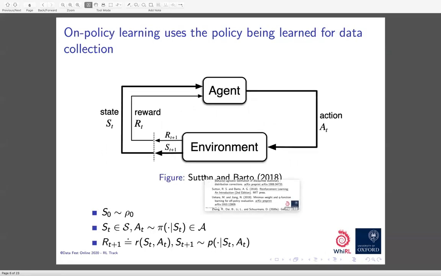Reinforcement learning algorithms can be classified into on-policy learning and off-policy learning. On-policy learning uses the policy being learned for data collection. The idea is that we are interested in a policy, let's say pi, then we can actually execute the policy pi and get some state, action, reward trajectories. Given those trajectories, we then estimate the performance of the policy pi. So this is on-policy learning.